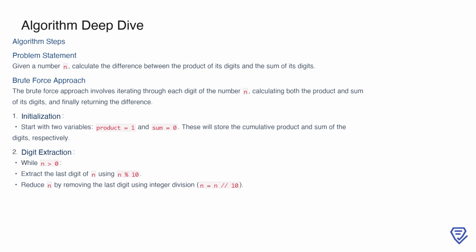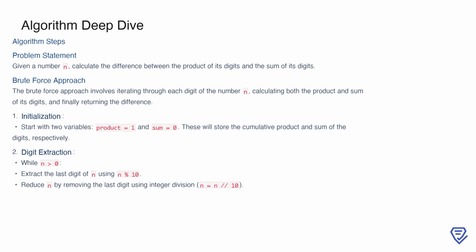To solve this problem, we need to compute the difference between the product and the sum of the digits of a given number, n. The simplest way to approach this is through a brute force method. We start by initializing two variables. Product is set to 1 to hold the cumulative product of the digits, and sum is set to 0 to accumulate their sum. Next, we extract each digit of the number one by one.